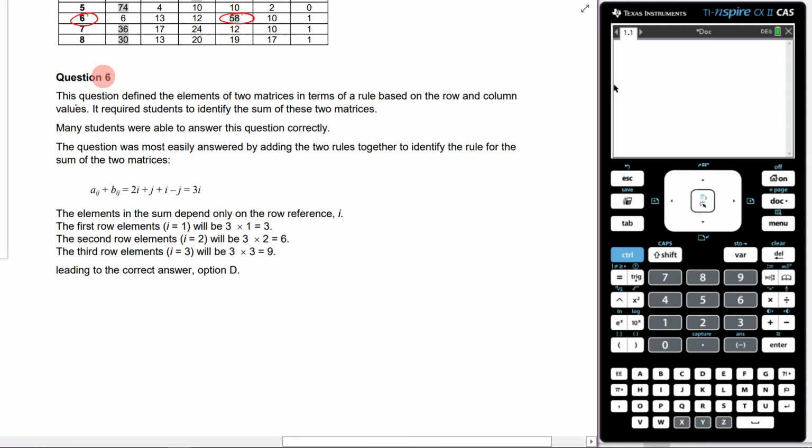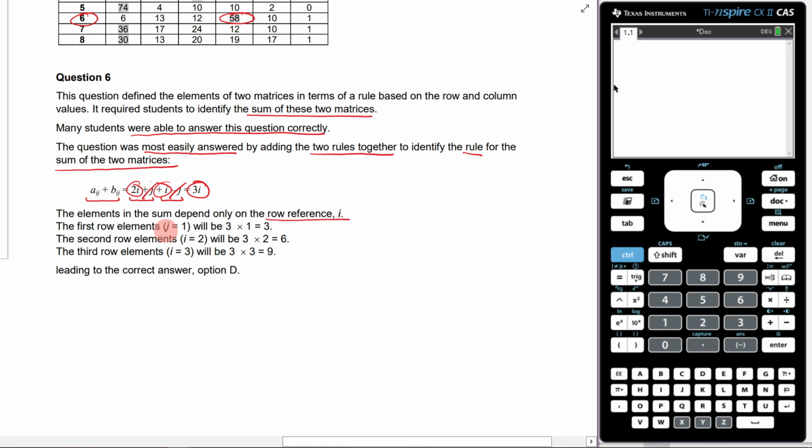Question 6. This question defined the elements of two matrices in terms of a rule based on the row and column values. It required students to identify the sum of these two matrices. Many students were able to answer this question correctly. The question was most easily answered by adding the two rules together to identify the rule for the sum of the two matrices. And as you can see here, they've taken one rule, they've plussed it with the other rule, and they've gotten 3i. So as you can see, the j's cancel, and I've just got 2i plus i is 3i. That's what we saw. The elements of the sum depend only on the row reference i.